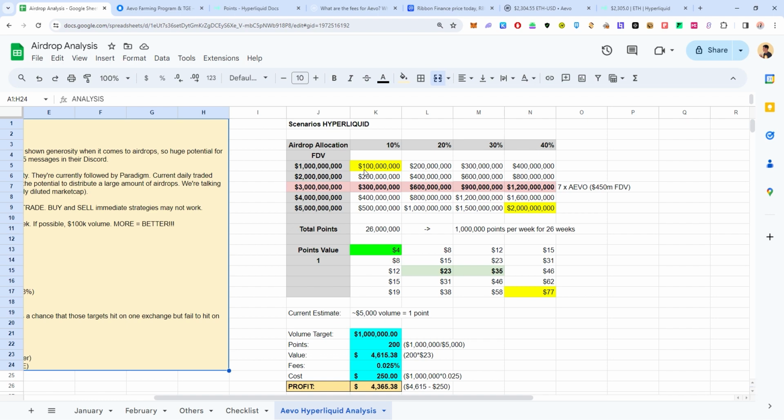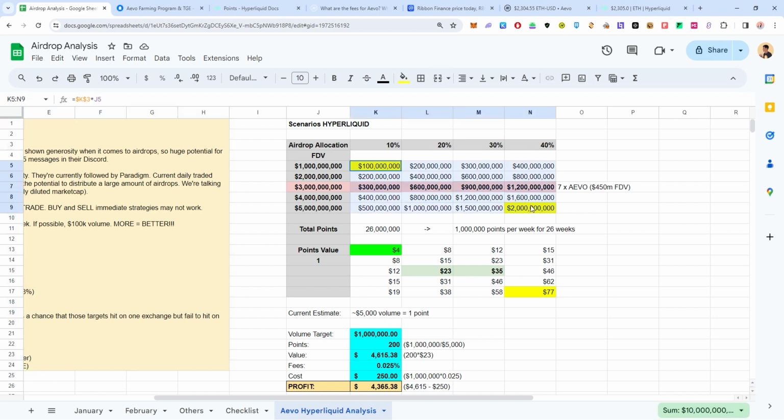This is a table for the ideal scenario of the total amount of airdrop allocation. Over here it states fully diluted valuation, FDV. If Hyperliquid's FDV is $1 billion and they airdrop 10%, that will be $100 million worth of airdrops. That's how you read this table. And this is the worst case scenario, I think, which means the least amount of airdrops you're going to get, if you are very unlucky and they are very stingy with the airdrops.